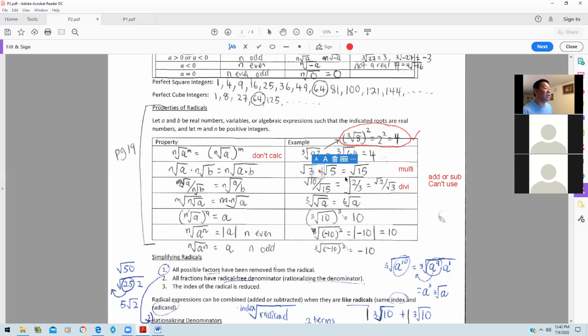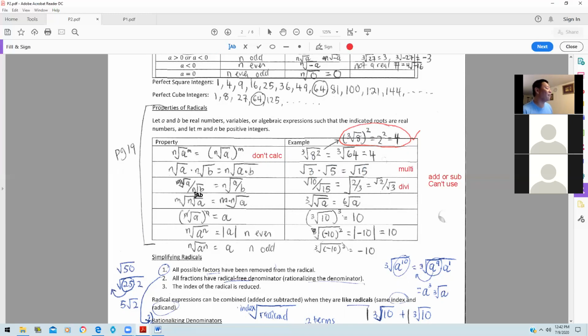What happens when you have root 3 plus root 5? Your answer will be root 3 plus root 5. You cannot reduce anymore. Same thing happens if this is a minus. So root 3 minus root 5, you cannot subtract it. Your answer is just root 3 minus root 5. So make sure you know that this property can only be used for multiply and divide.